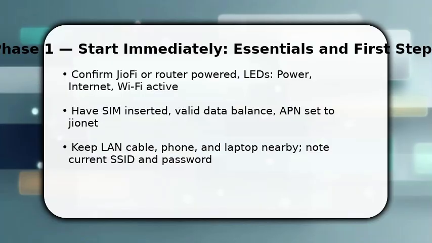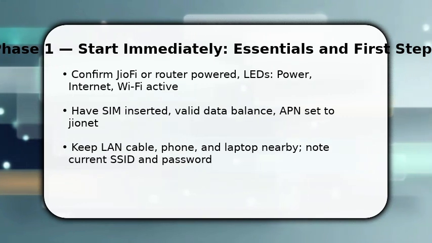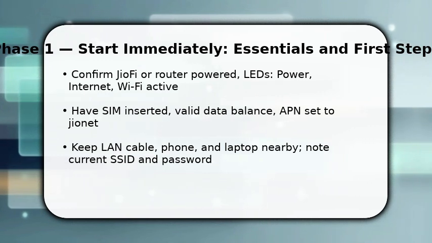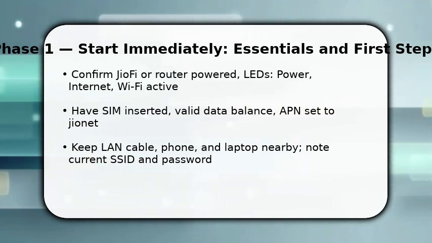Enjoy the video. You start by confirming hardware and connection basics now. Remove hesitation. Power cycle the Jio device. Switch off, wait 30 seconds, then power on. This clears temporary faults. While it boots, check the SIM seating and battery level. Poor contact causes intermittent drops.